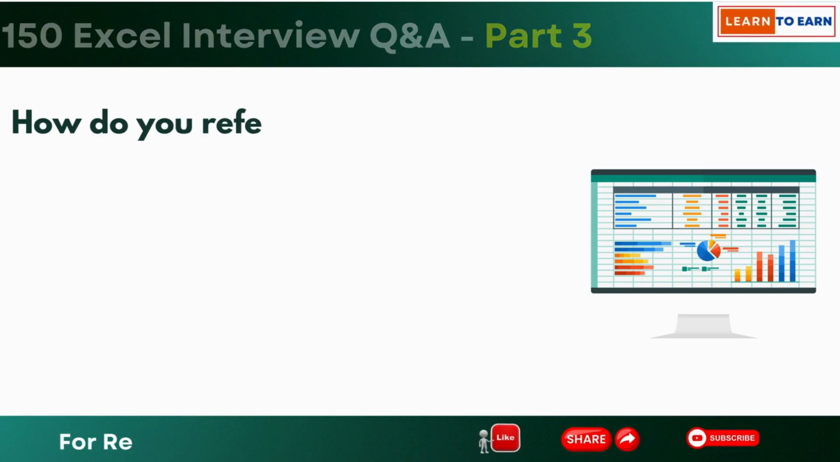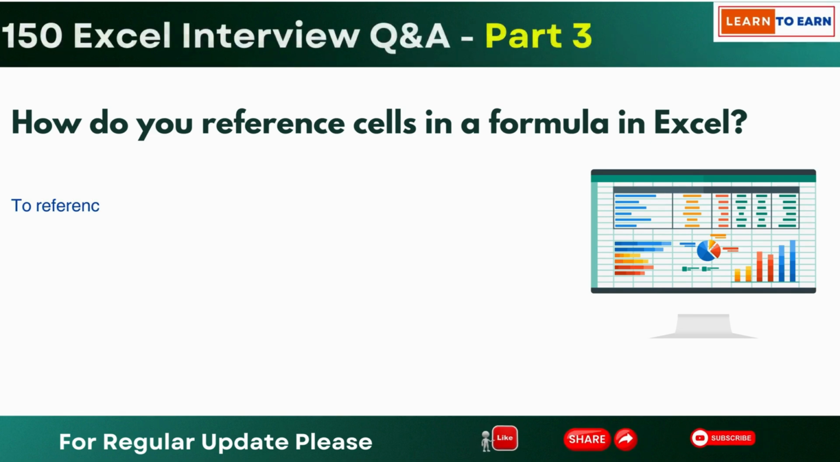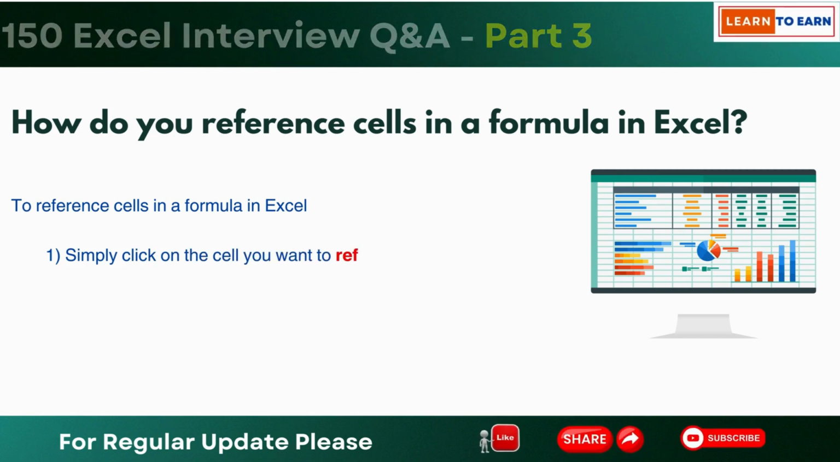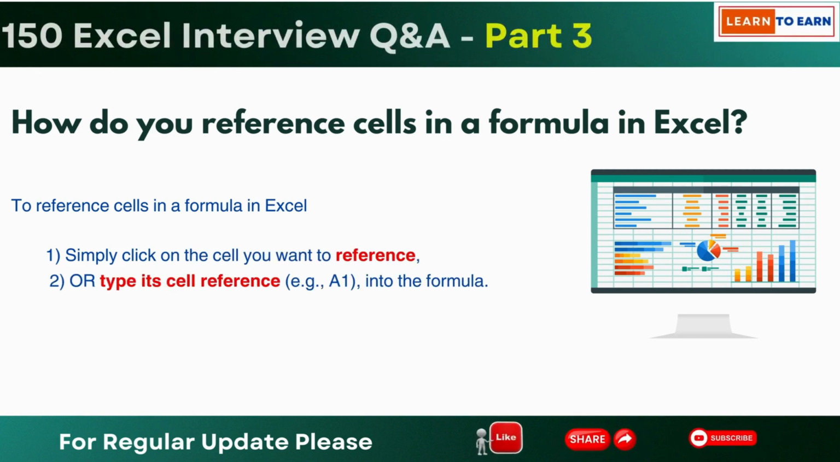How do you reference cells in a formula in Excel? To reference cells in a formula in Excel, simply click on the cell you want to reference or type its cell reference, e.g. A1, into the formula.